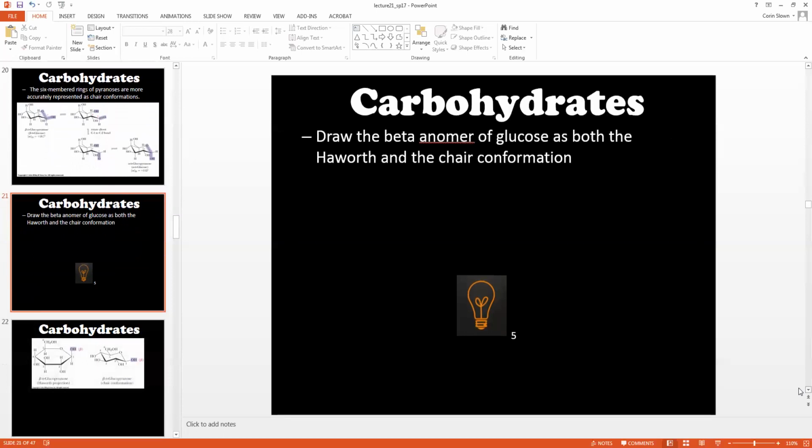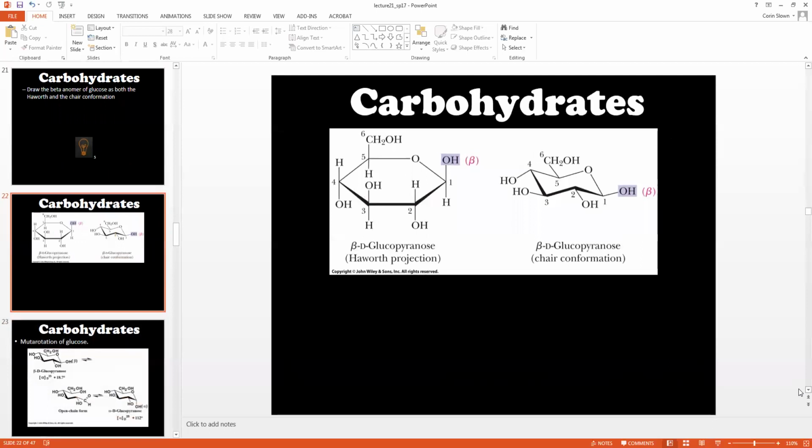And if you need to, take a pause. And if you're not sure what the Haworth configuration is, think back to when we drew sugars as a six-membered ring, but used the lines instead of wedges and dashes. So here's an example of a Haworth projection where, notice at the anomeric position, I'm going to say that it's beta D-glucopyranose because at the beta position, the hydroxyl group is up. D because my oxygen at the fifth, or the penultimate, second to last, carbon is to the right.